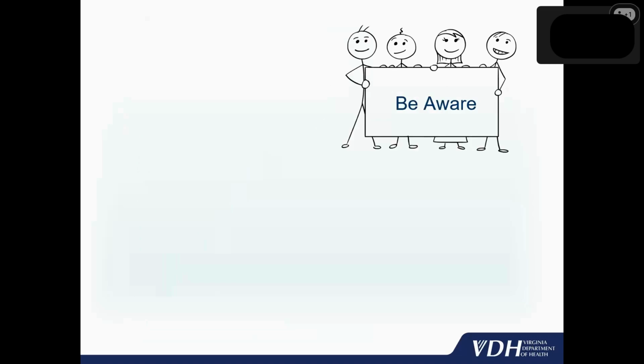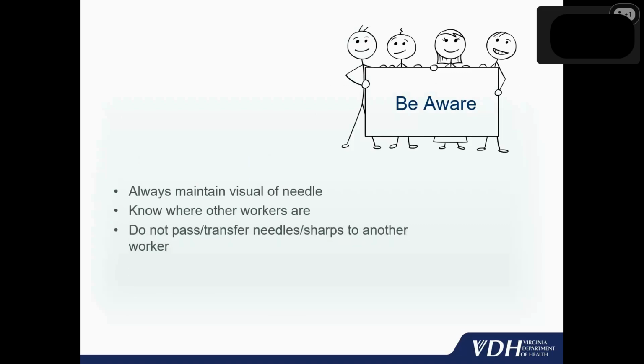So now you want to be aware. Always have a visual on the needle you're using while also being aware of the location of your coworkers. Fingers should always be behind any sharp from the start all the way to disposal. Know where other workers are. Don't pass or transfer needles or sharps to another worker, and try not to have your back to the door. Best practice is to have a neutral zone for passing or transferring a needle to another. Observe audible or visual cues for confirmation of safety device lock. Activate the safety device as soon as the procedure is complete.